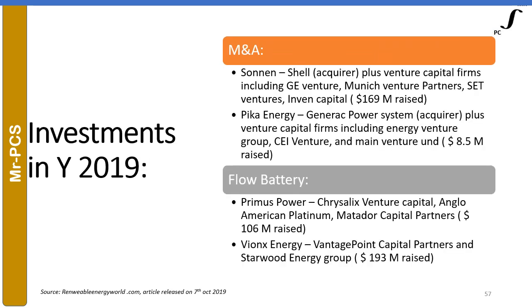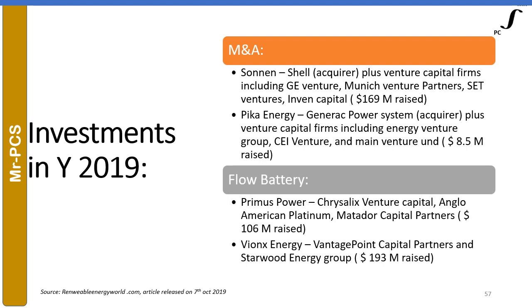Some of the big investments for the year 2019 are as listed in this slide. German company Sonnen is formed as a result of investment from Shell, GE Venture, Munich Venture, and Invin Capital. Together, they raised 169 million. Pika Energy is formed with the investment from Generac Power System, Clean Energy, CEI Venture, and Main Venture Fund. There is $8.5 million. Primus Power is formed with the investment from Chrysalix Venture, Anglo-American Matador Capital. They invested in Flow Battery by raising $106 million.